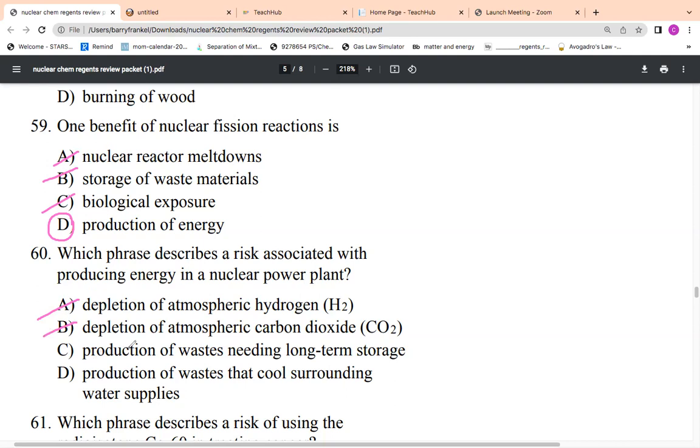Production of wastes needing long-term storage. This is definitely a risk. You don't want to put this stuff near anything alive, or you don't want to contaminate an ecosystem or have people exposed to any of this stuff. So this is definitely a risk. Okay. Production of waste that cools surrounding water supplies. You don't want to put any of this waste into any sort of water supply. So this doesn't even make any sense. All right. So our choice would be C.